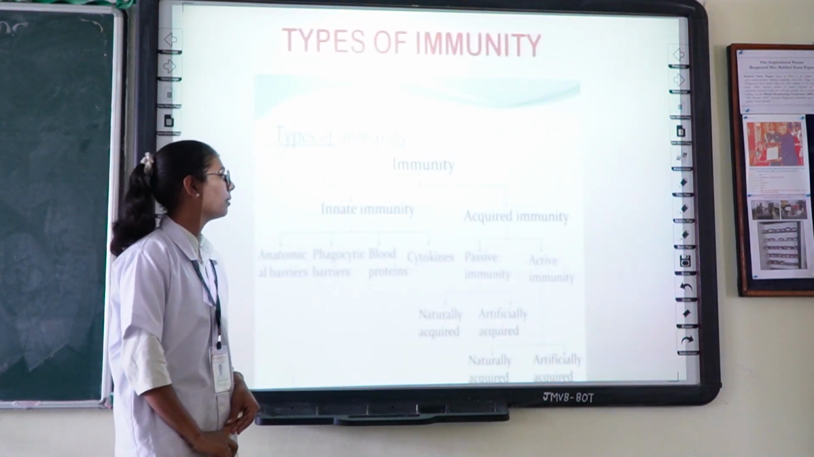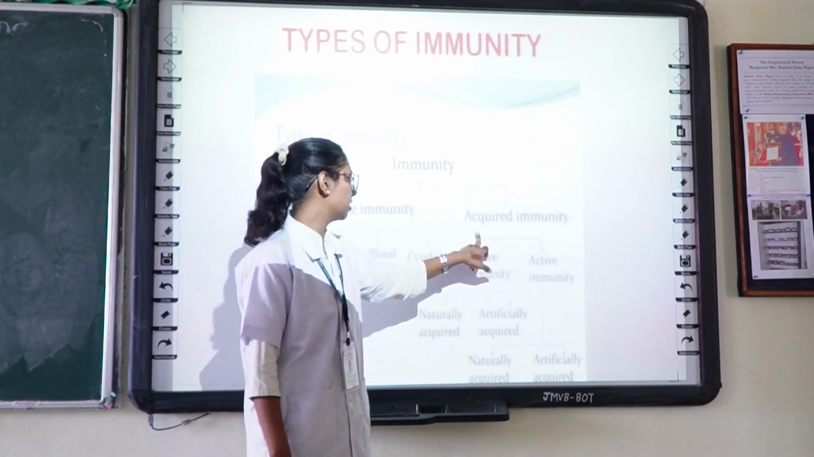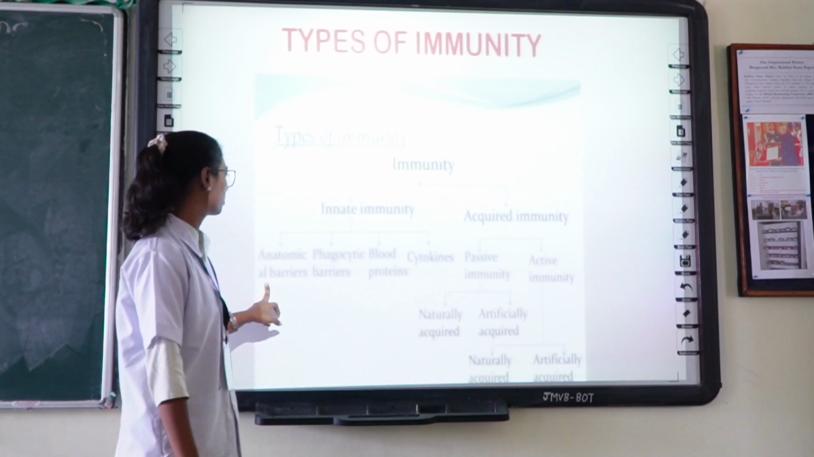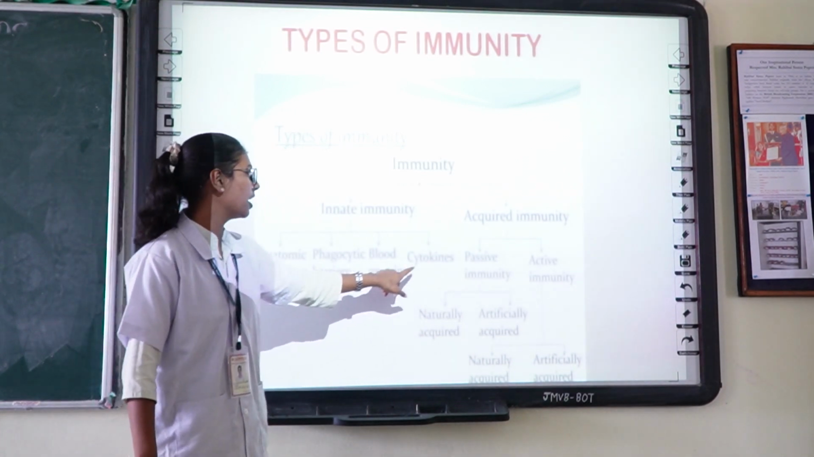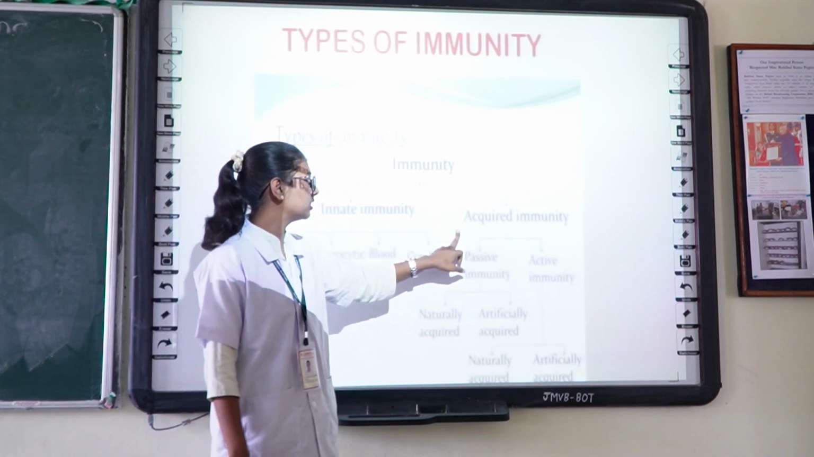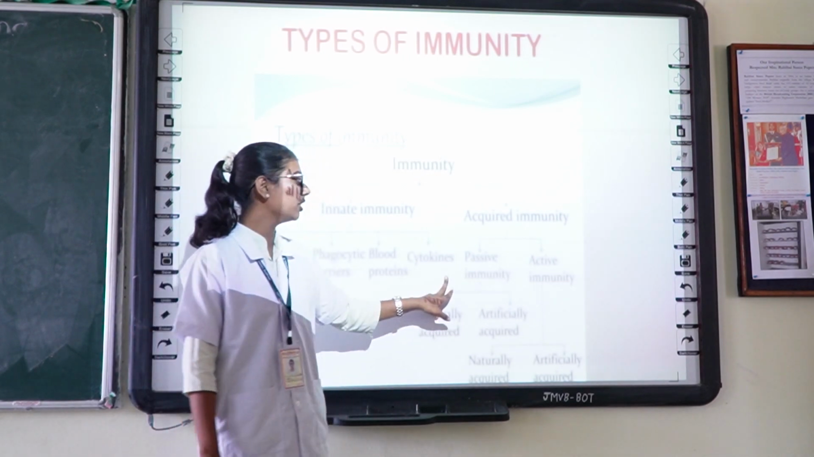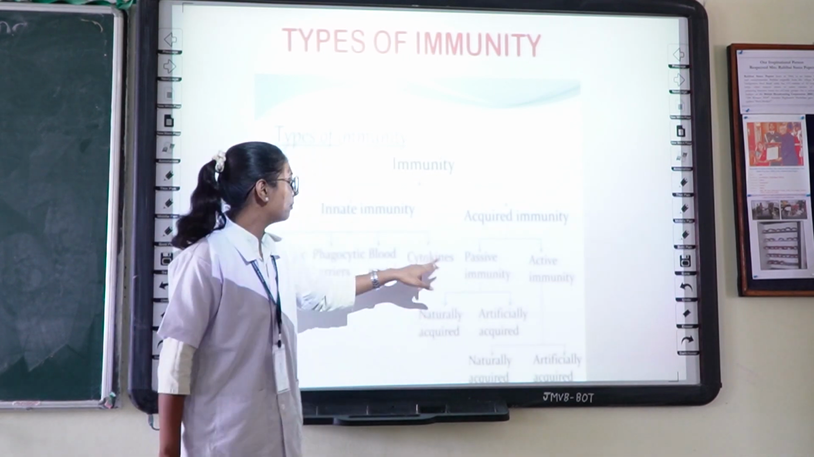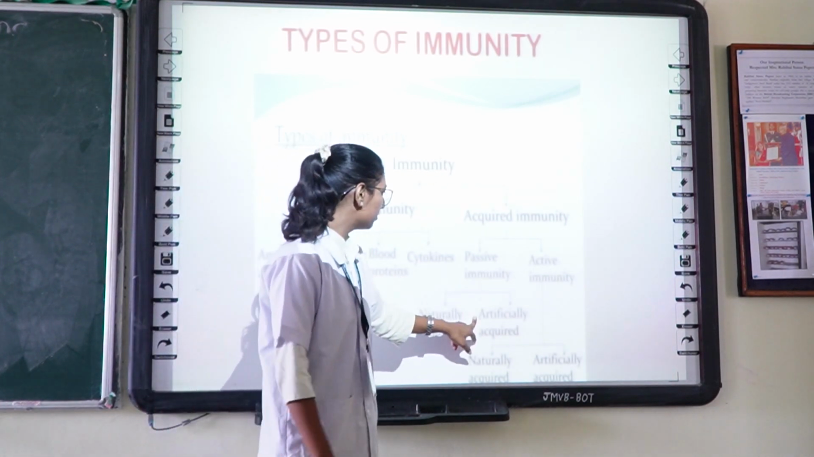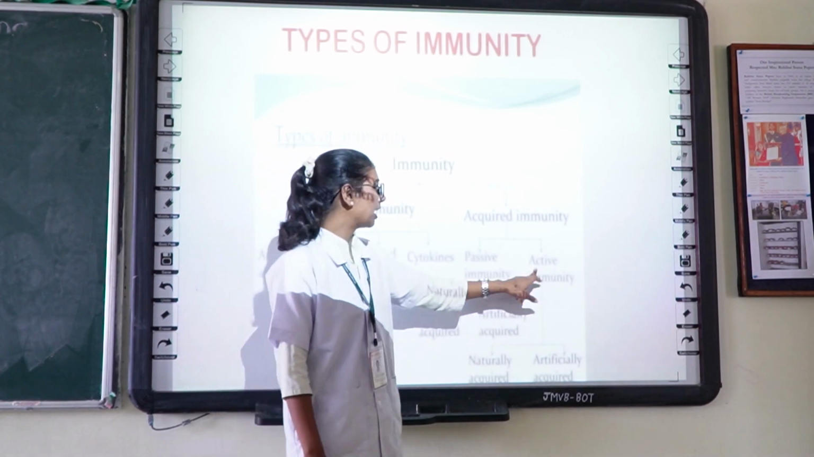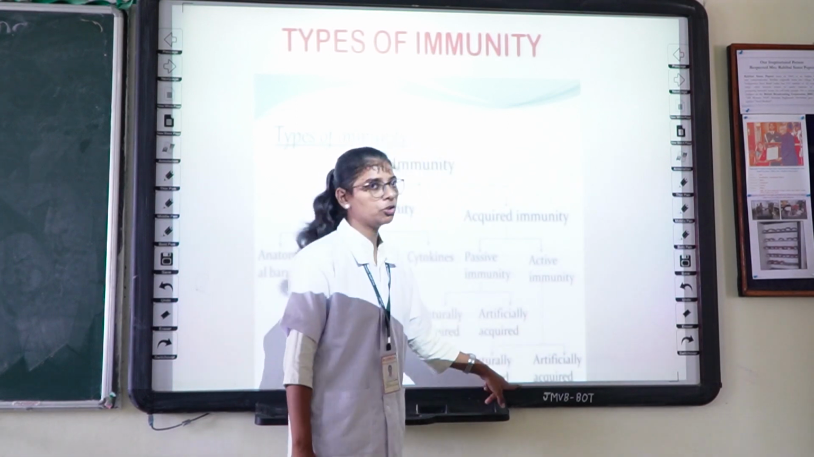Types of immunity. Immunity is divided into two types: innate immunity and acquired immunity. Innate immunity includes the barriers, such as anatomical barriers, phagocytic barriers, blood proteins, and cytokines. The acquired immunity is also divided into two types: active immunity and passive immunity. Each of these is further divided into two types: naturally acquired and artificially acquired.